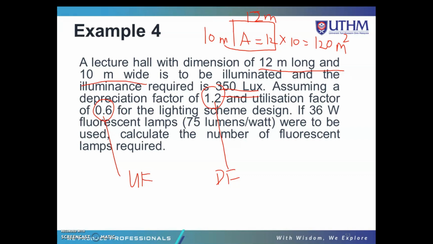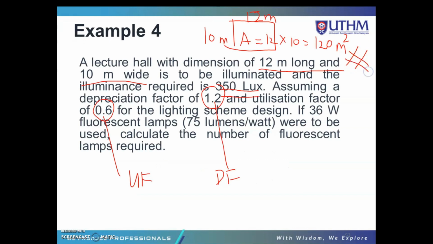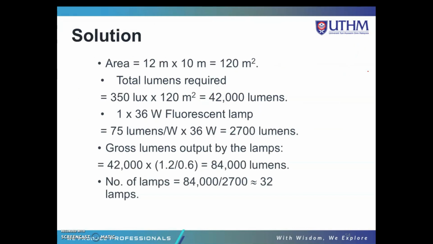If 36 watt fluorescent lamps, which is 75 lumens per watt, were to be used, calculate the number of fluorescent lamps required. So we have to calculate the number of fluorescent lamps required for this case. So this is the solution. First, we have to calculate the area of the lecture hall. As I mentioned before, the area is 120 meters squared.